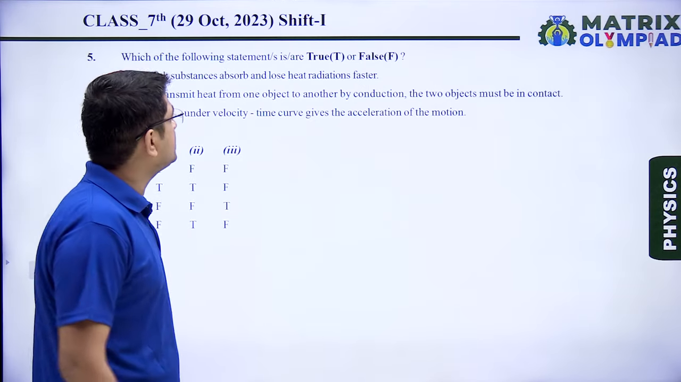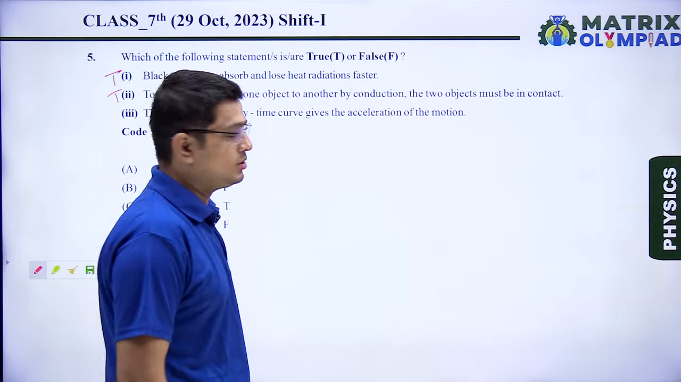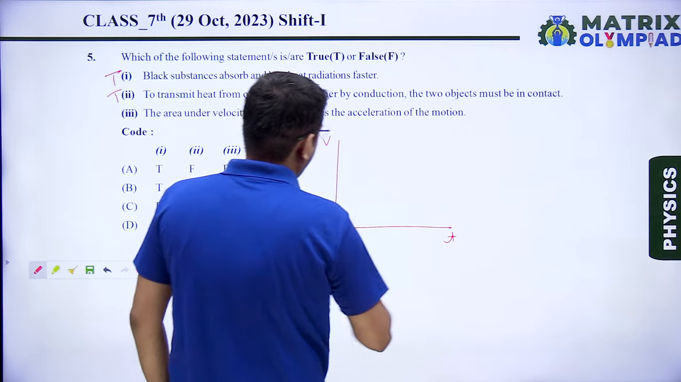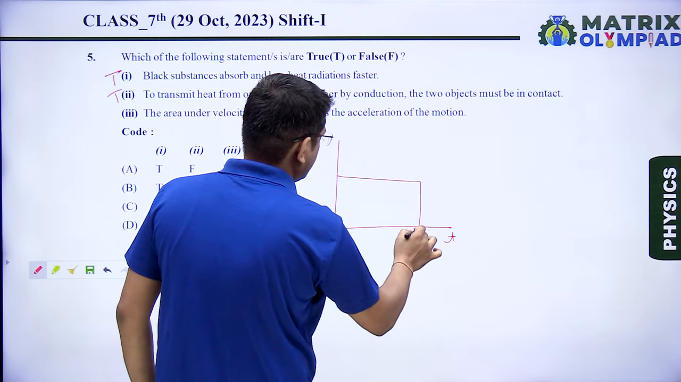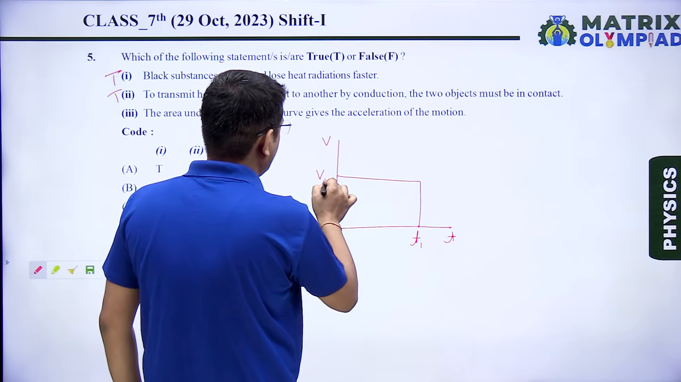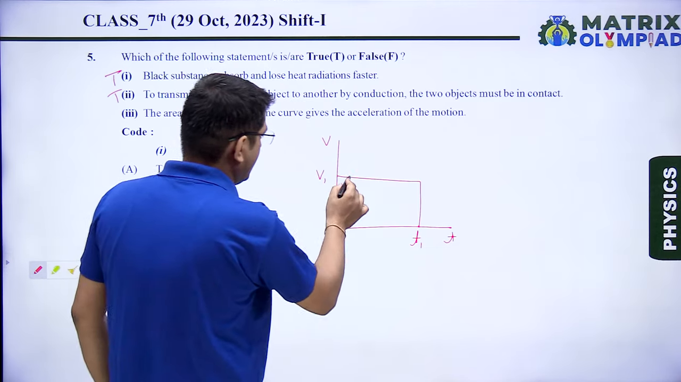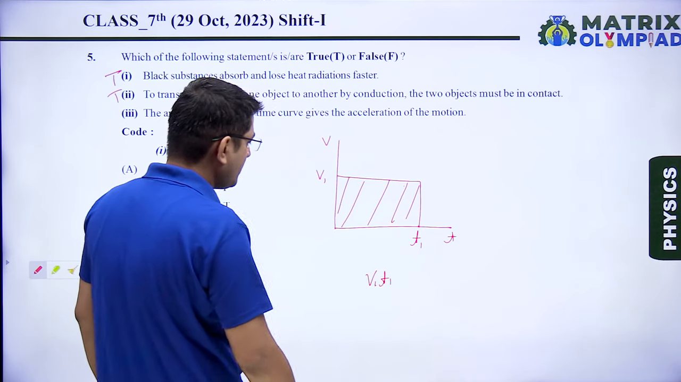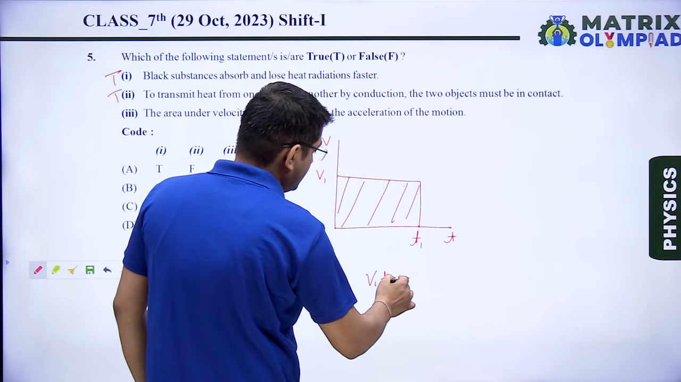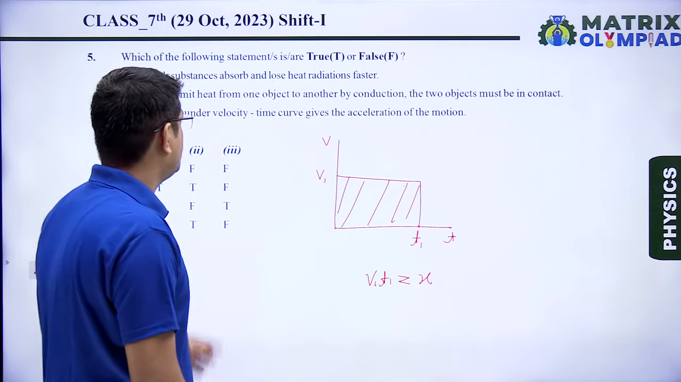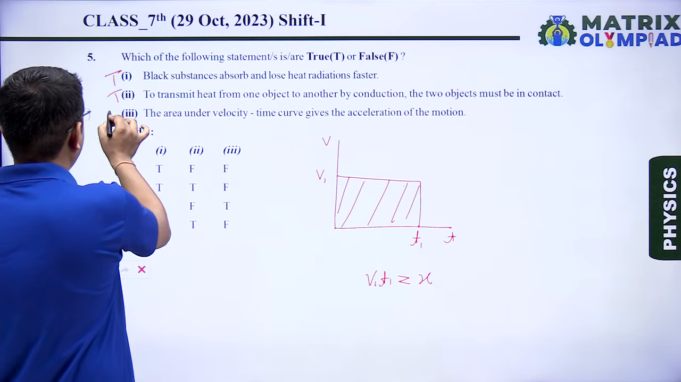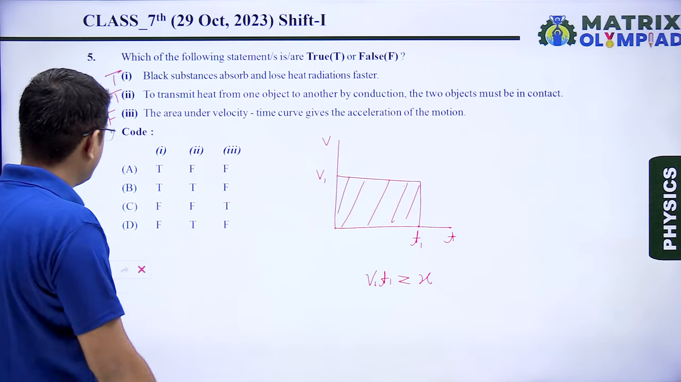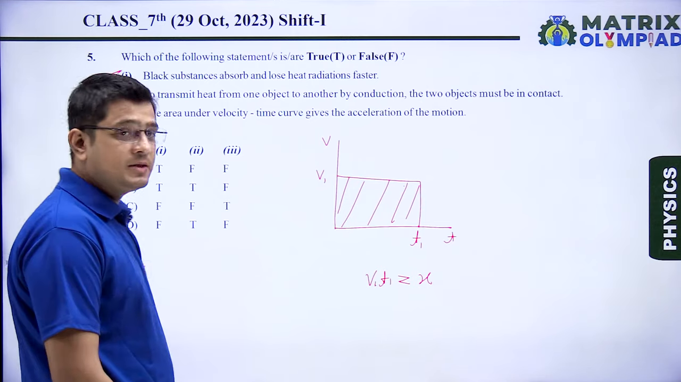Next, the area under velocity time curve gives the acceleration of motion. Let us check. Let us draw the curve between velocity and time. And let's say at this instant, the time is t1 and velocity is v1. If you have to find value of area covered in this graph, so I will multiply v1 into t1. And we know that velocity into time is equals to displacement. It is not equal to acceleration. So the statement third is false statement. So correct code is true, true and false. Let us check. Option B is true, true and false. So option B is our correct answer.